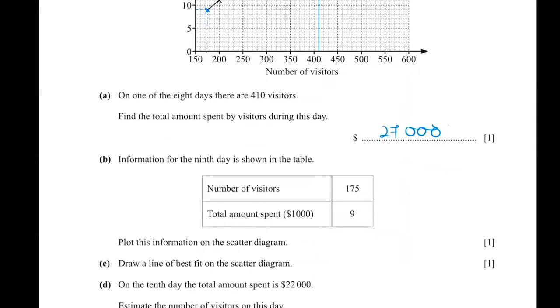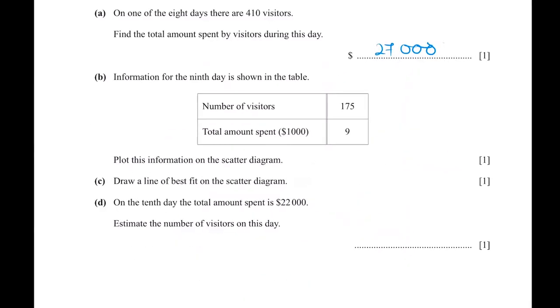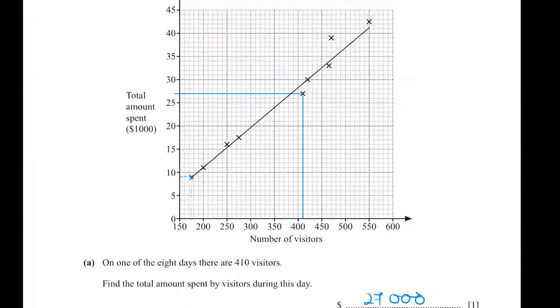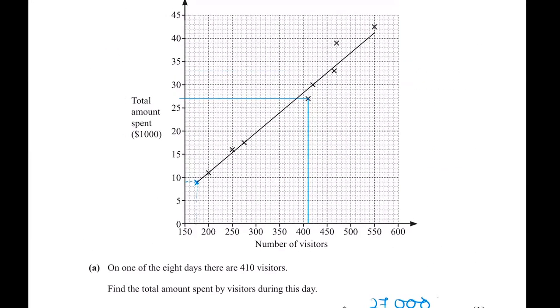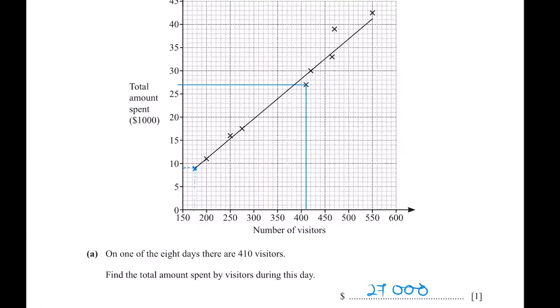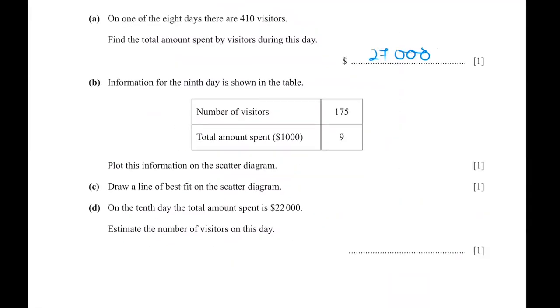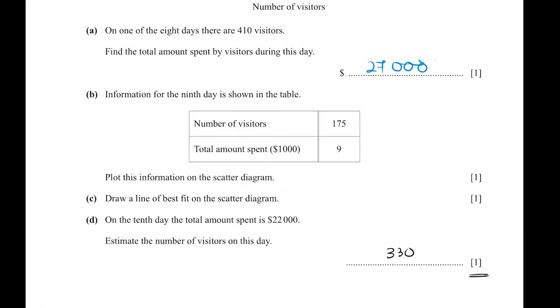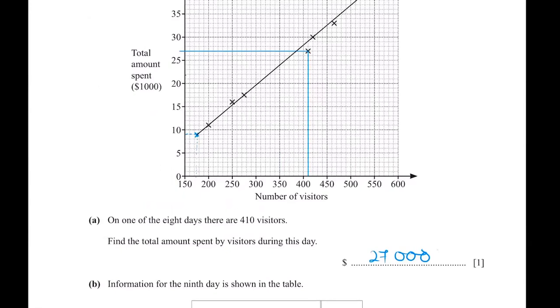On the 10th day, the total amount spent is 22,000. Estimate the number of visitors on that day. 22,000. 21, 22, 22,000. Yeah. 330. Okay, this is a 1 mark question. If it's a 2 mark question, then you might need to have your dotted line drawn here. I'll just draw it. So this will be considered to be working.